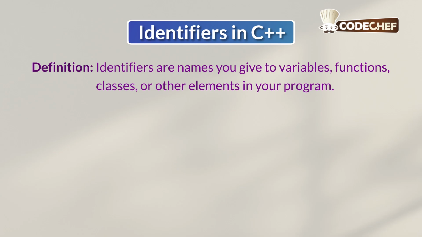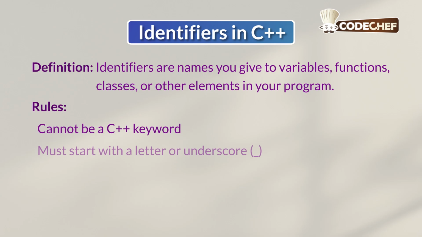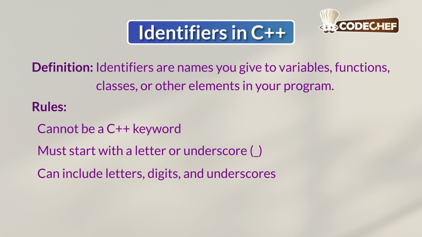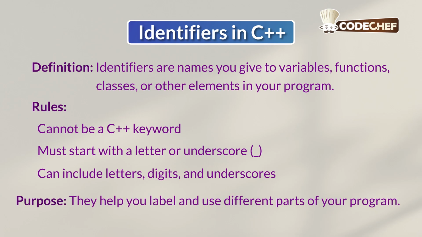Now let's discuss some important rules to use identifiers. First one is that identifiers cannot be keywords. Then they must start with a letter or underscore, and they can include letters, digits and underscores. Now the purpose of using identifiers is that they let you label and refer to things in your program so the computer knows what you mean.